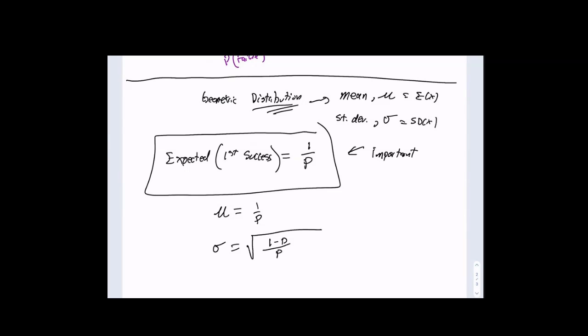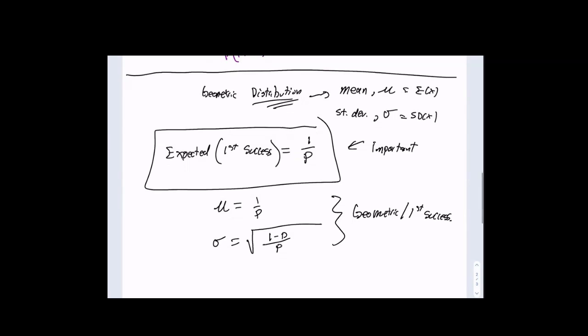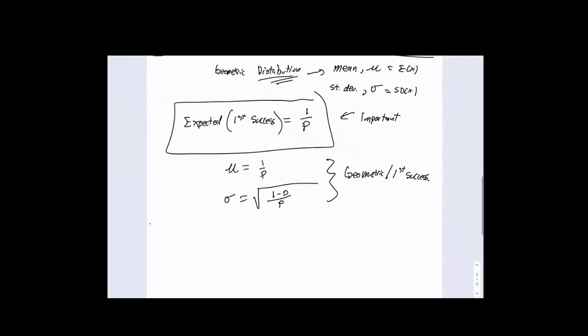I don't believe I asked you any questions on your homework with this one right here, but these are the means and standard deviations for geometric, first success. So what it tells you is it tells you expected. So for example, here's a real world context type question. Well, I'm going to put it in terms of real world.